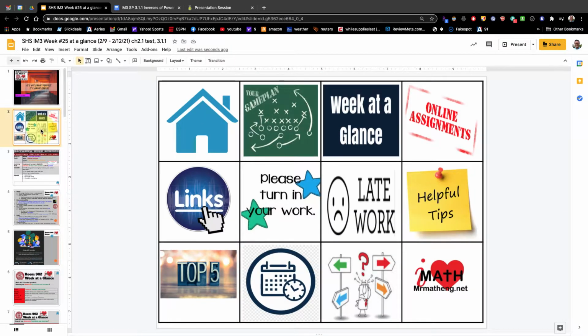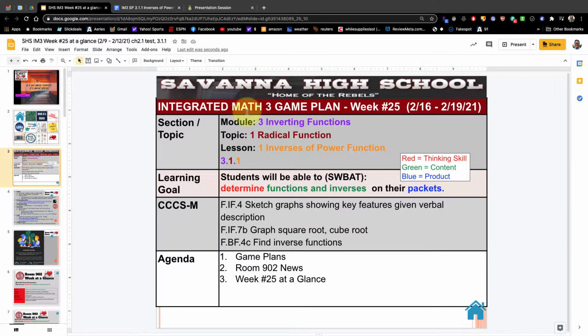This is our grid view for all of our slides and our game plans. Week number 25, February 16th to February 19th, 2021. This week we're going to be starting Module 3, which is called Inverting or the Inverse Functions. And our topic, or 3.1, is going to be all about radical functions. Now, the word for radical is square root. And in our first lesson, we'll be talking about inverses of power functions.